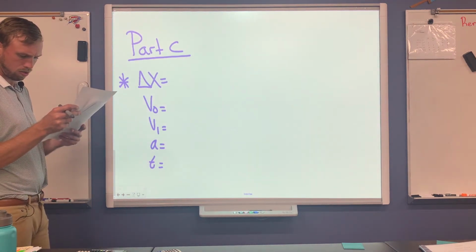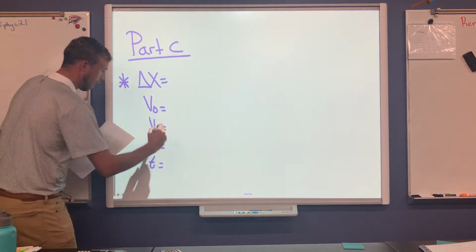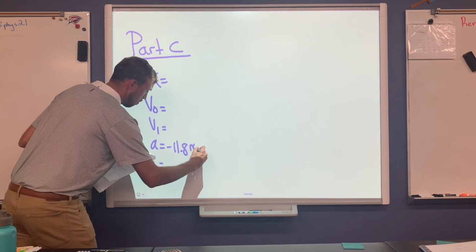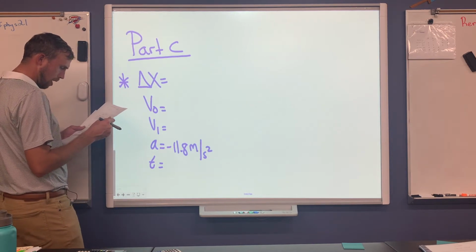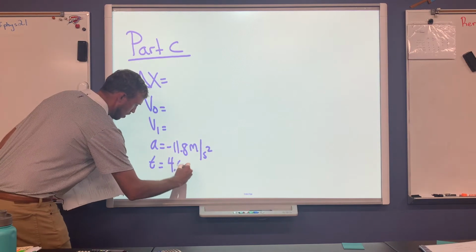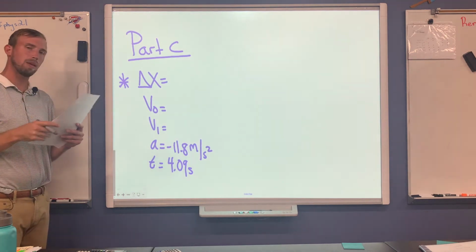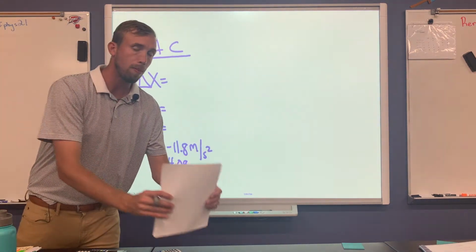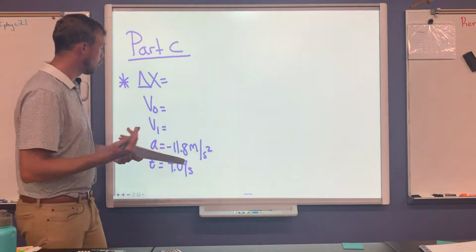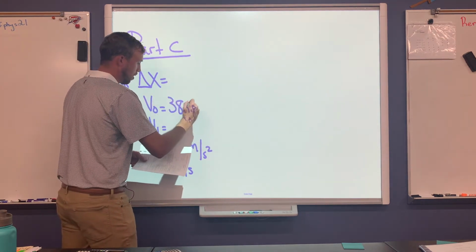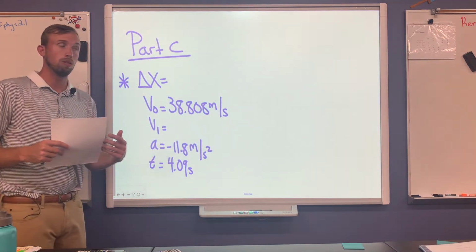Okay, so we've got our acceleration is negative 11.8 meters per second squared. And then we've got, looks like our time, 4.09 seconds. We're looking for delta x. You might be asking yourself, am I missing something here? Like, is there a variable I don't have? Well, remember what we're told in part B, that we're moving at a constant velocity of 38.808. We can assume that that is our starting velocity here. 38.808 meters per second.